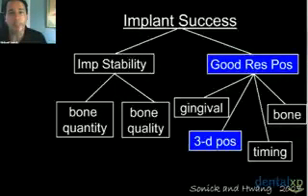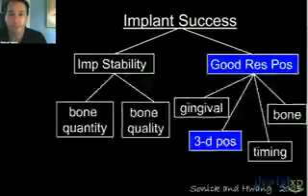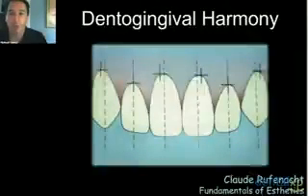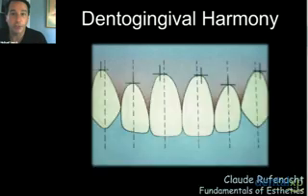The implant stability is dependent upon bone quality and quantity. Restorative position is dependent upon not only the bone, but the gingiva, 3-dimensional position, and timing. And this we covered in an article published with Dr. Wong in 2007. Ideal positioning of the implant requires that it's placed properly for each tooth.